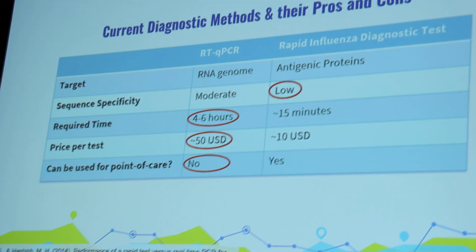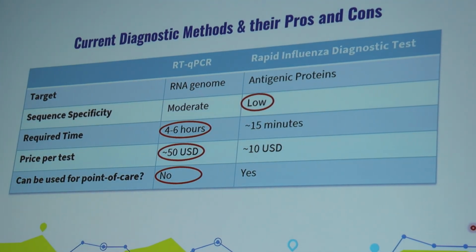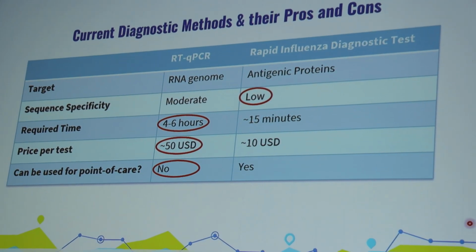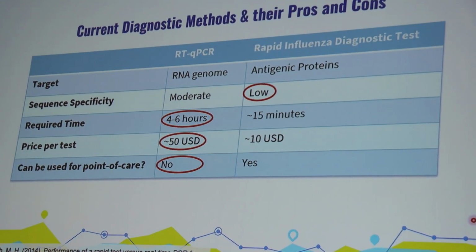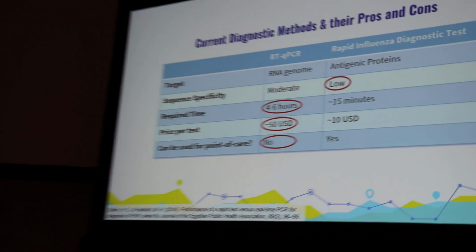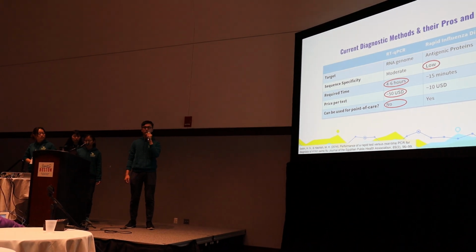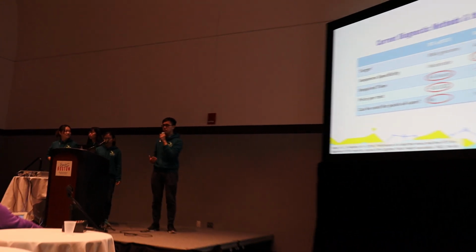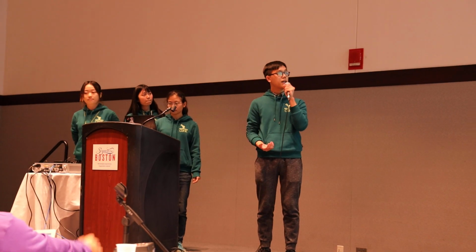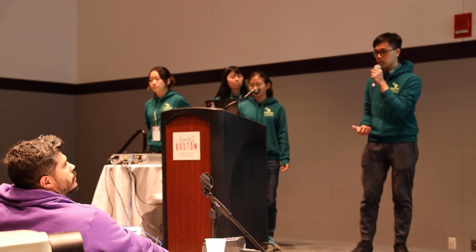So currently, there are 2 major diagnostic methods for influenza detection, including RT-qPCR and molecular influenza diagnostic tests. Although they have different targets and functions, they also have some drawbacks. For example, the diagnostic test has low sequence specificity in terms of the RNA genome, while the RT-qPCR can take a lot of time, can be quite expensive, and when it is applied to point-of-care applications, meaning at the time of care when the patients have developed the symptoms, it is not very useful. So how do we develop a cheap, rapid, and sequence-specific diagnostic method?